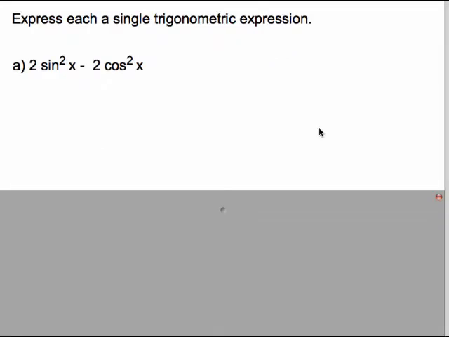So just a few examples to work with these. Express each expression as a single trig expression. So the first thing is when you look at an expression, you have to have an inkling as to what formula it might match. And this one, I'm thinking of cosine 2x, which is cosine squared x minus sine squared x. Now the difference is that we've got sine squared minus cos squared. We've got it in reverse order, and we've also got the 2.